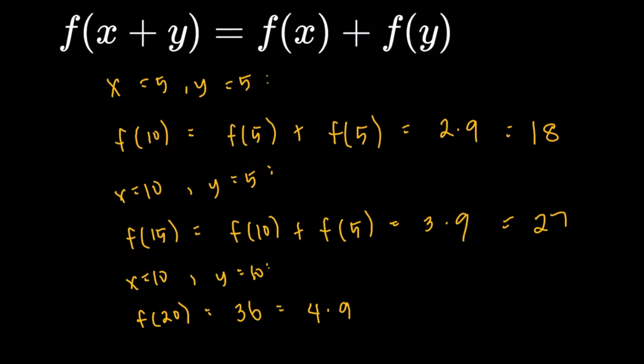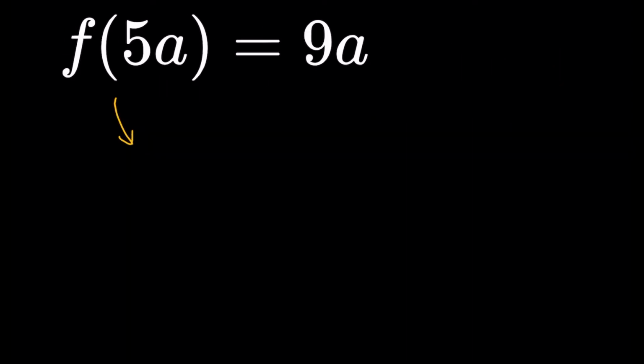Again, this might not be a really legit solution, but based on what we have here, I think we can have a nice hypothesis as to what f may be. We have f of 5 equals 9 based on the given, and f of 10 equals 2 times 9, f of 15 is 3 times 9, f of 20 is 4 times 9, so we can make the nice assumption that maybe f of 5a is equal to 9a. So any multiple of 5 as the input is going to give us a multiple of 9 as an output.